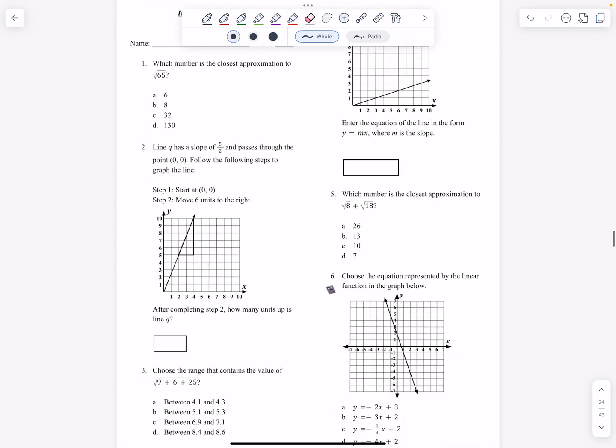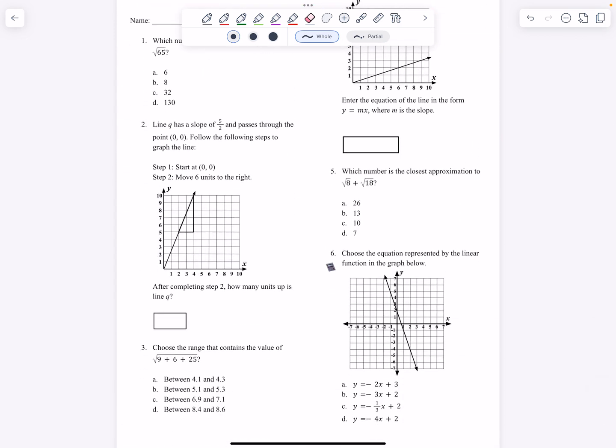And just as you would normally have, you have a part one section with no calculator, part two with calculator, and the same thing right here.